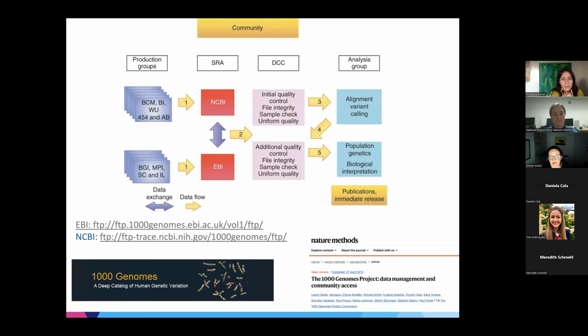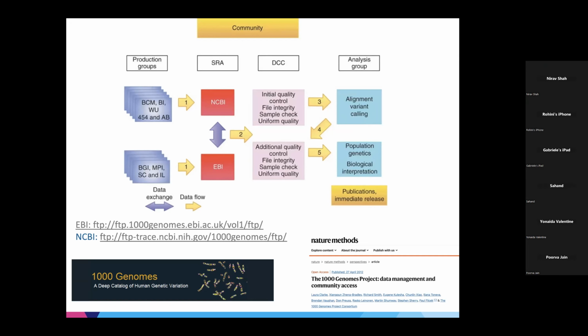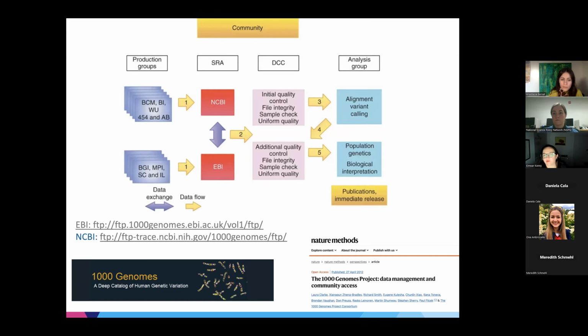This is work led by Paul Flicek and Laura Clarke at the time, where they're really describing what it took to pull that community together. This is the pipeline by which they generated data through myriad production groups, again, in the UK, in the US, and other places. The types of infrastructure it took to centralize that data so that software pipelines could be run over it, mirror it across multiple repositories that were owned by different entities.